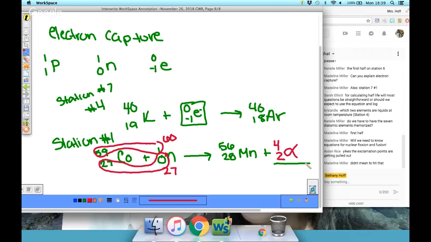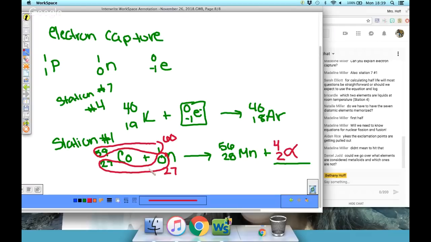We need to know equations for nuclear fission and fusion. You should know what they are. And if you were given an equation, you should be able to write it out just like here, because again, your mass numbers and your atomic numbers end up going over.